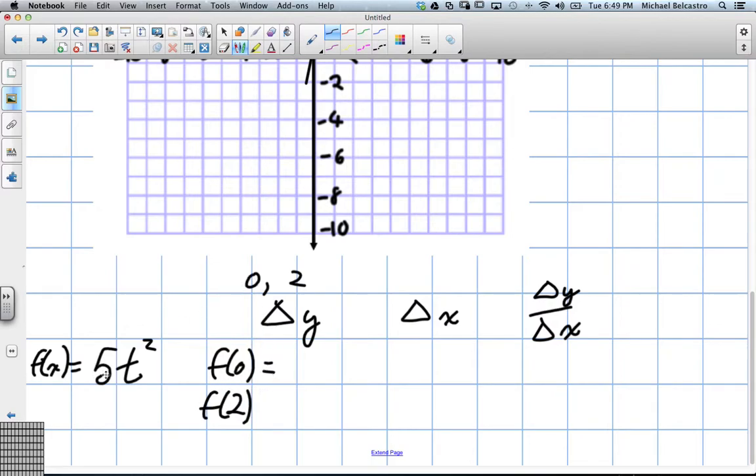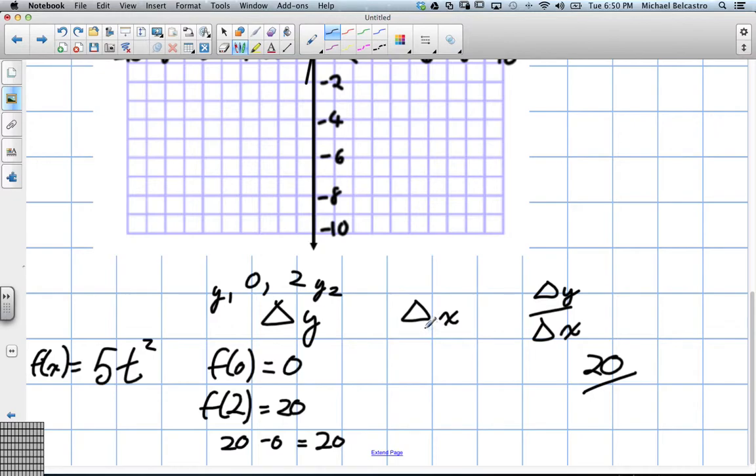Okay. Well, f at 0, when I plug it in, is going to be what value? 0. 0, that's right. F at 2, 2 squared is 4 times 5? 20. Okay. So let's call this our y2 and our y1. Okay, let's keep that in mind. Well, in that case, we do 20 minus 0 gives us 20. So the change in y is 20. So in other words, our number on top will be 20.